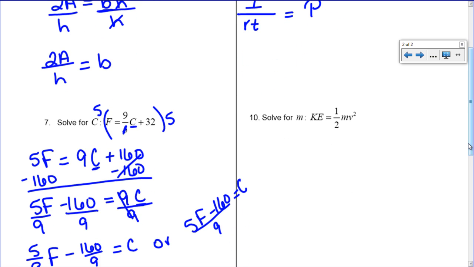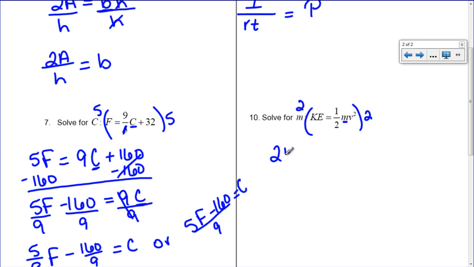Number 10, they want us to solve for m, so we want to get this m by itself. Now, the thing that gets confusing about this problem is the Ke here is one variable. It stands for kinetic energy, which is something you'll learn about later on in a science class, but it's one variable. It's going to go together. But like we did in number 6 and number 7, we want to clear out our fraction before we do anything else. So I'm going to multiply both sides by 2.